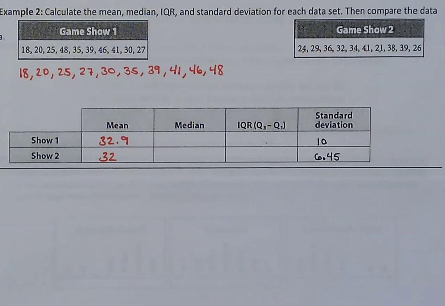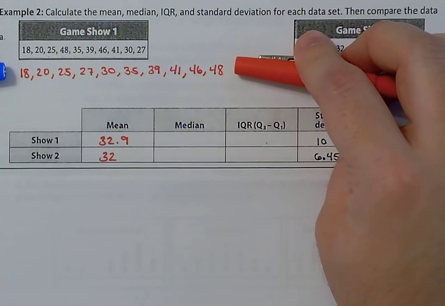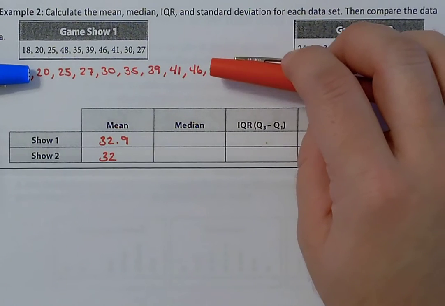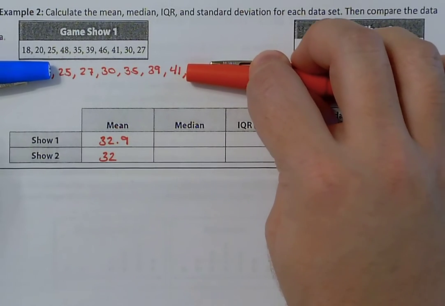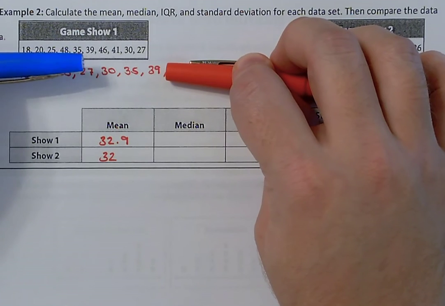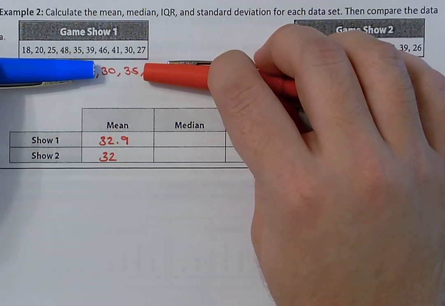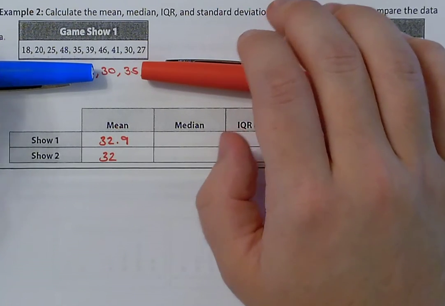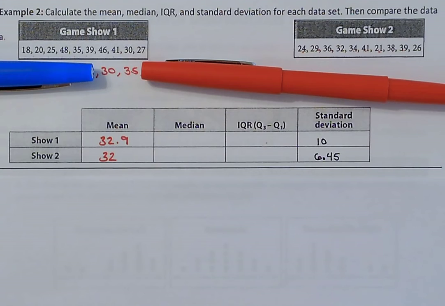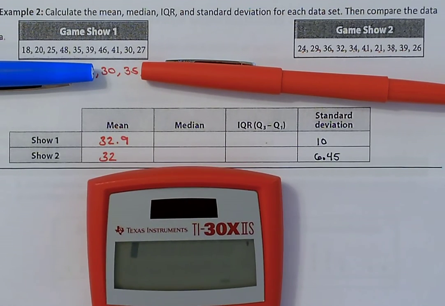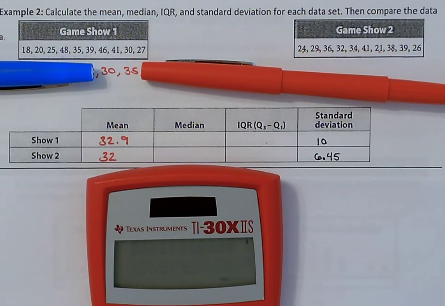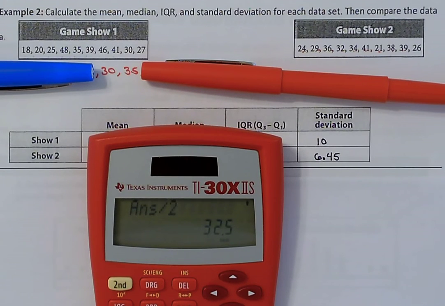So to find the median for this data set, we're just going to work from the ends towards the middle. So 18 and 48, 20 and 46, 25 and 41, 27 and 39. And we end up with a number that's going to be between 30 and 35. So to figure out the median, our middle number, if you think back to the previous section, we're just going to add these two numbers together and then divide by 2. And we end up with a median of 32.5.